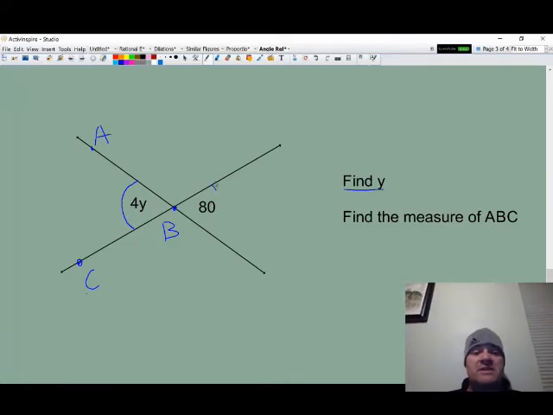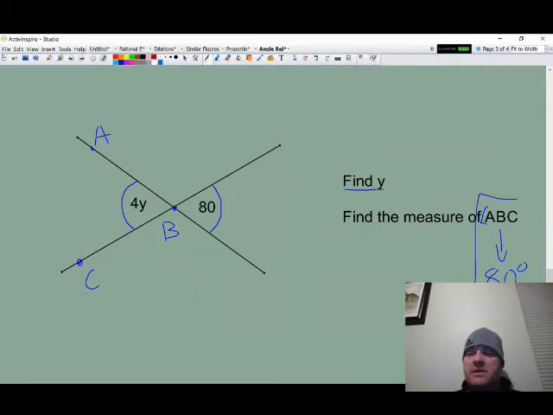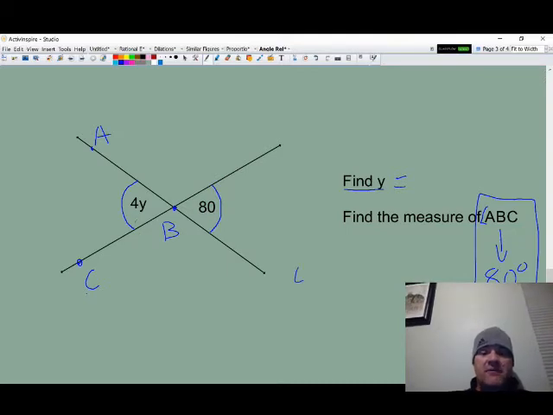So this is 80, which means this one over here has to be, yes, this is angle ABC, and it has to be 80 degrees, okay? Because they're the same. Congruent means the same. So the other thing is find out what y is equal to. Well, I know that this angle has to be 80, so that means that 4y has to equal 80. And all we got to do is solve.